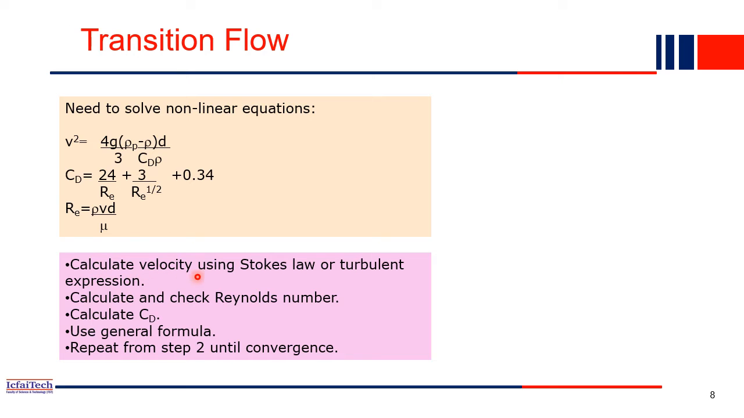So you have to calculate the velocity using the Stokes law or the turbulent expression, then calculate and check the Reynolds number. We have to find out the flow Reynolds number. Based on the Reynolds number, we calculate the value of CD, use the general formula and substitute. Like that, we can find out the velocity V.